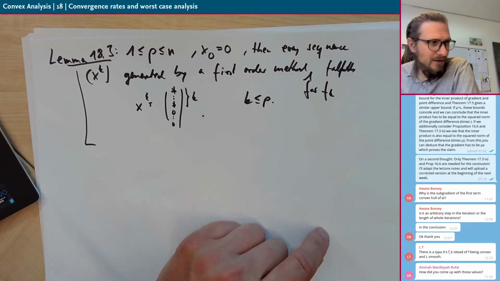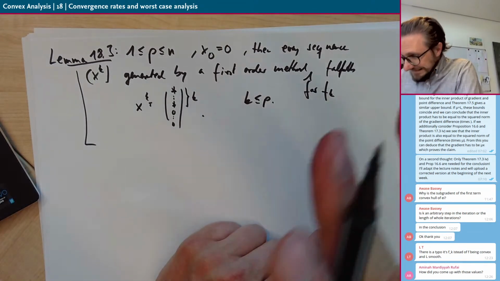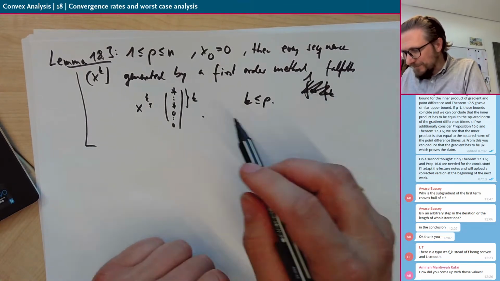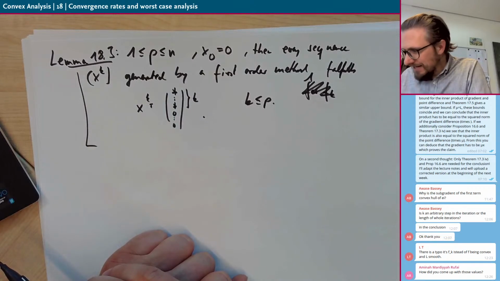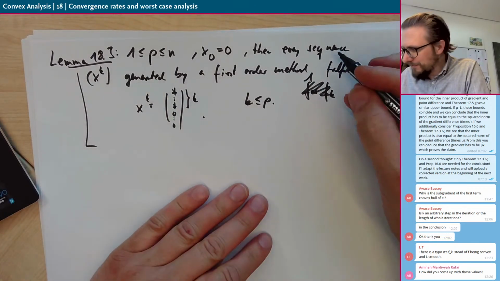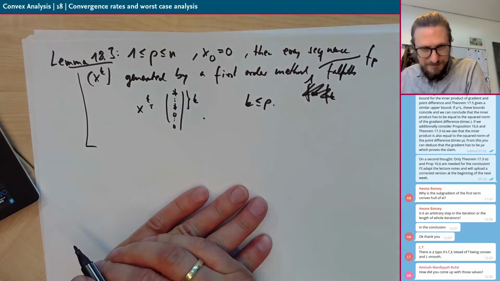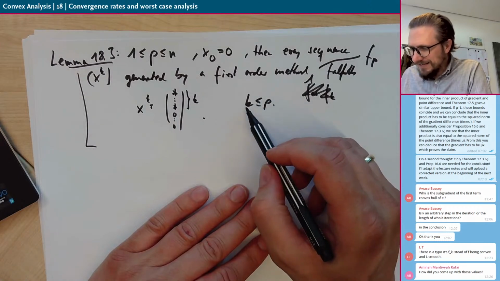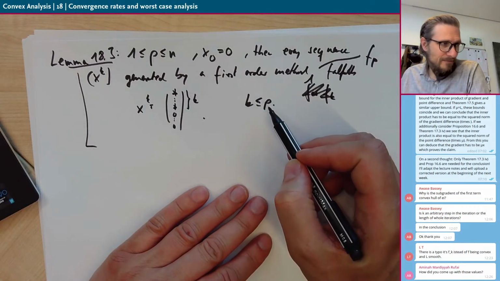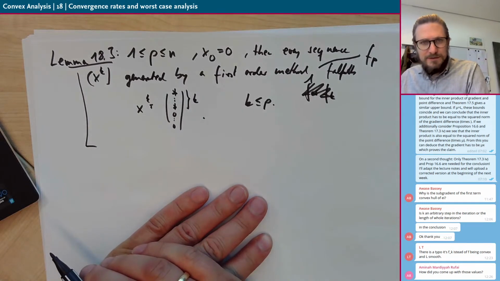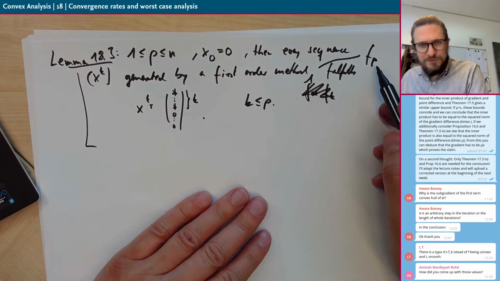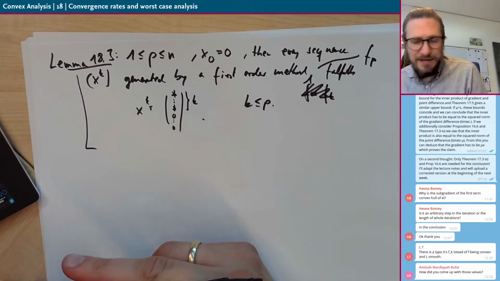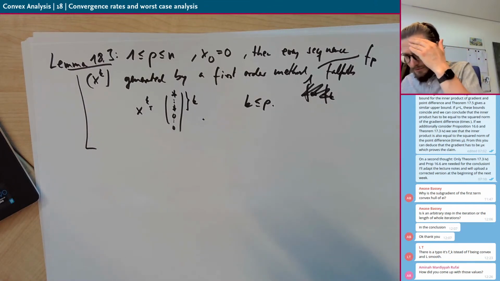For fk, so sorry. I have to clean this up. So we choose a p between 1 and n, and we want to apply a first order method to fp. Okay, and then do k iterations, but k stays smaller than p. And then this is fulfilled. Okay, so this p here now shows how long this D matrix is, so how many non-zero entries are there in the D matrix, or how many non-zero rows or columns.